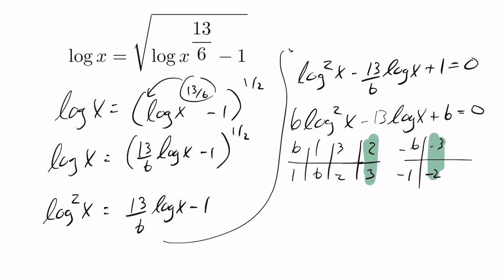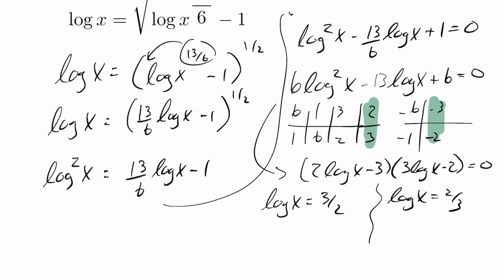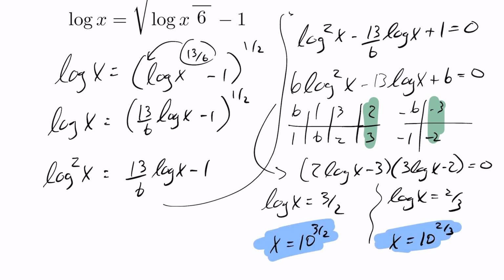So this is going to end up factoring into (2 log x minus 3) times (3 log x minus 2) equaling 0. So we have the product of two expressions is 0, which means that the log of x is equal to 3 halves, or the log of x is equal to 2/3. Converting this to exponential, I know that x is going to be 10 to the exponent of 3 halves, or x is going to be 10 to the exponent of 2/3. And that becomes our two solutions for this question.